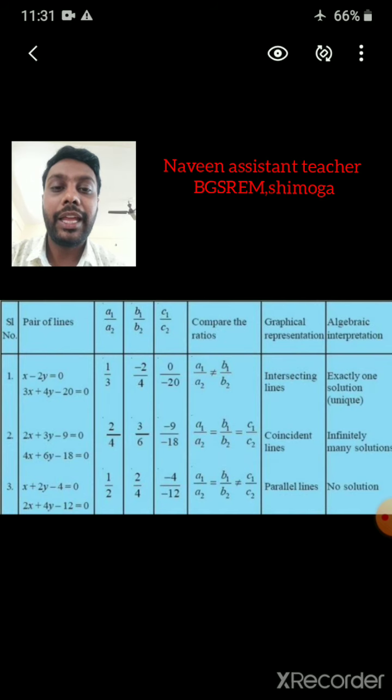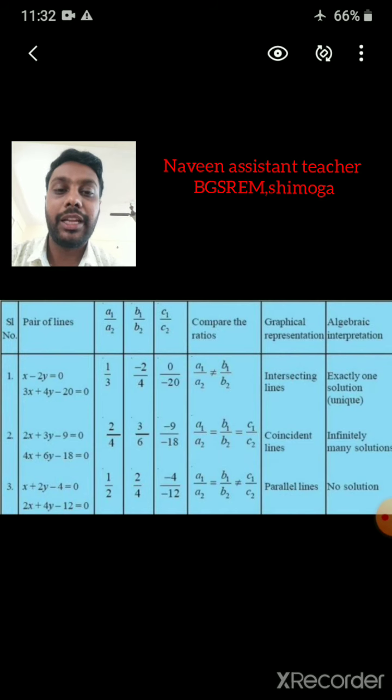Second, if a1/a2 = b1/b2 = c1/c2, then the graphical representation will be coincident lines, and it has infinitely many solutions. For example, the pair of linear equations 2x + 3y - 9 = 0 and 4x + 6y - 18 = 0.